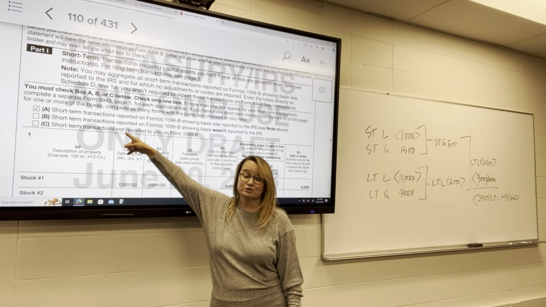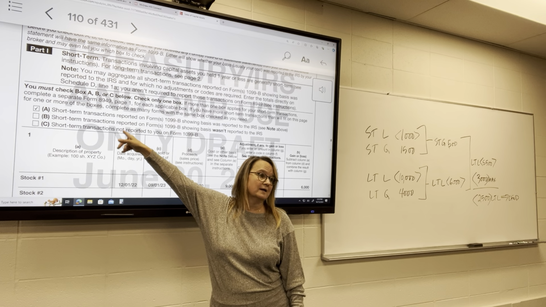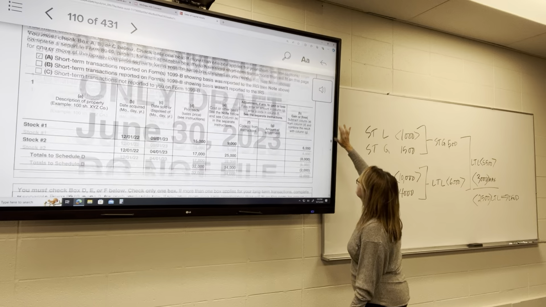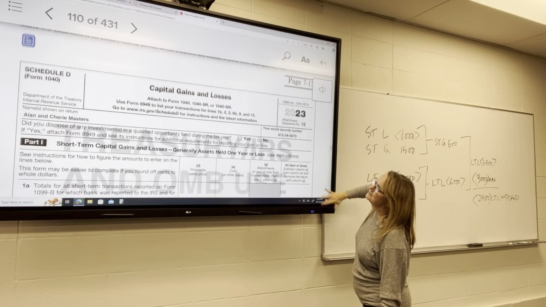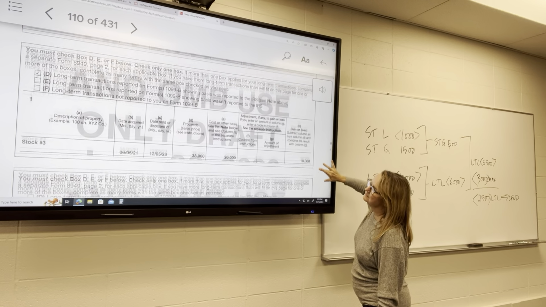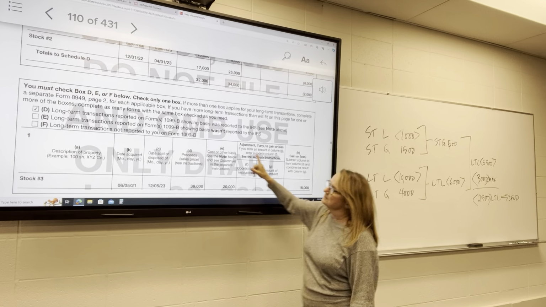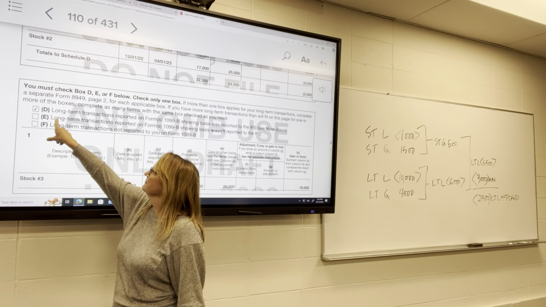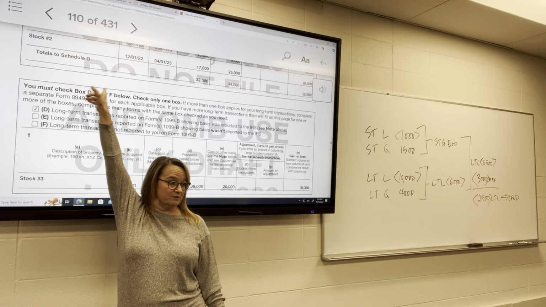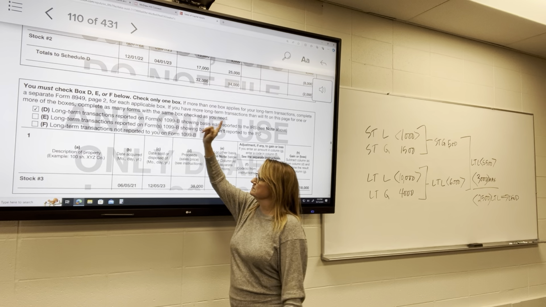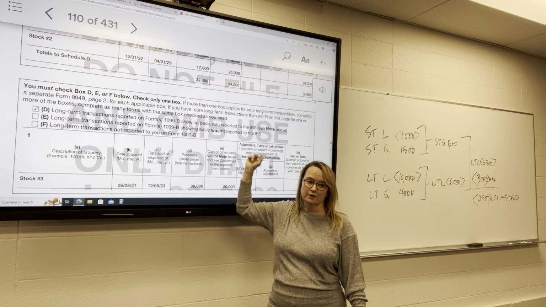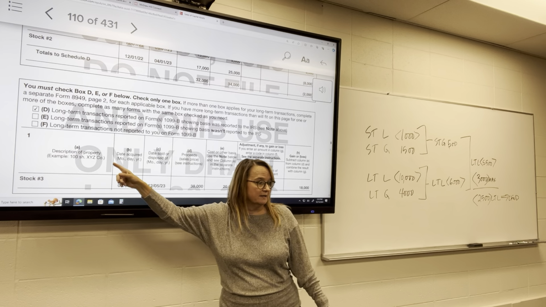Notice these are only short-term listed here. Guess what? There are other long-term ones as well. Oh, I guess so. This is just a snippet, but long-term has the same parameters: 1099-B with basis, 1099-B no basis, no 1099-B.